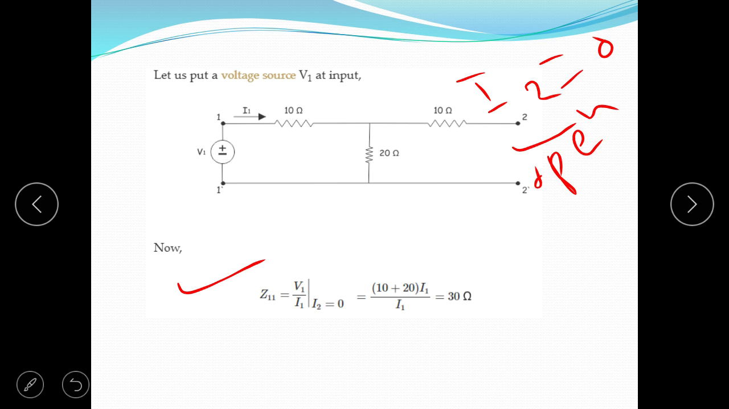Now V1 is equal to 10 plus 20 into I1. So V1 upon I1 is equal to 30 ohm. This is the value of Z11, that is driving point impedance at port 1.